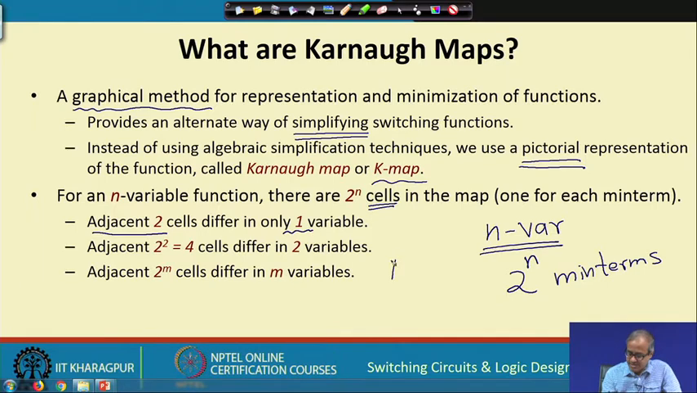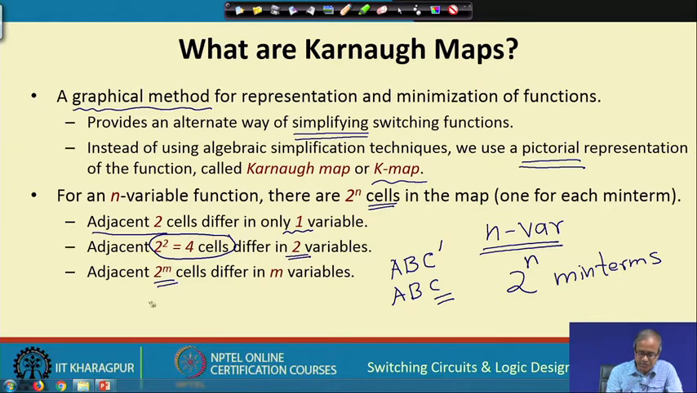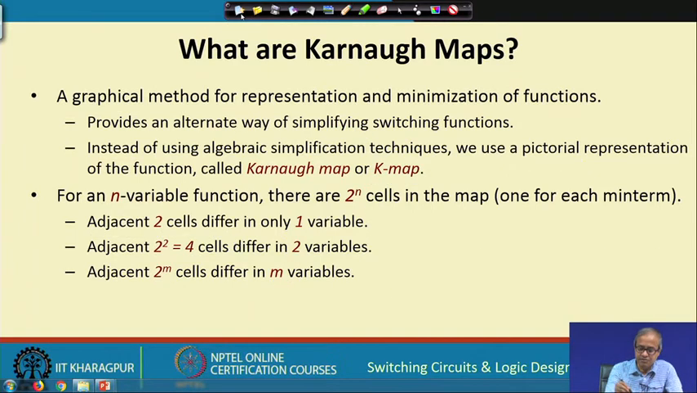Like let me take an example. Suppose in a 3 variable function, one cell corresponds to A B C bar and its neighboring cell may correspond to A B C, where C is the only one variable which is differing, right. Similarly, in the Karnaugh map, we can also talk about 2 square or 4 cells. Now, if we have a set of adjacent 4 cells, they will be differing in 2 variables. In general, we can have 2 to the power m cells, which will be differing in m number of variables. So, this we shall be seeing through examples.